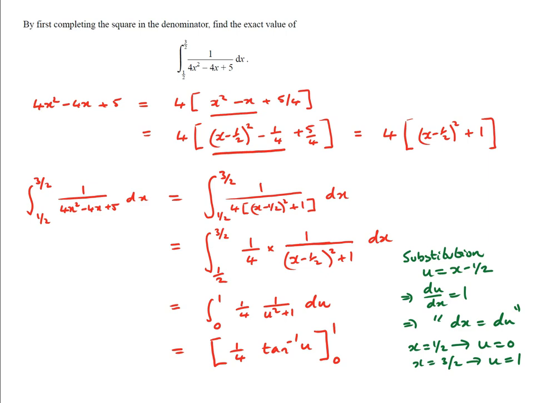Remember to use radians because we're doing some calculus. So that's a quarter of pi by 4, which is pi by 16. Take away a quarter times by the tan to the minus 1 of 0, and the inverse tan of 0 is 0. So we've got pi by 16, take away 0, which is pi by 16.